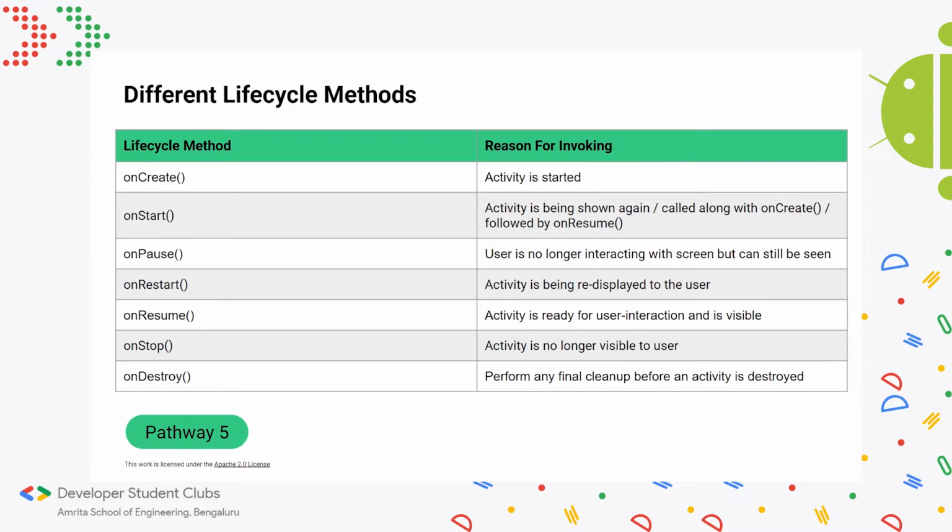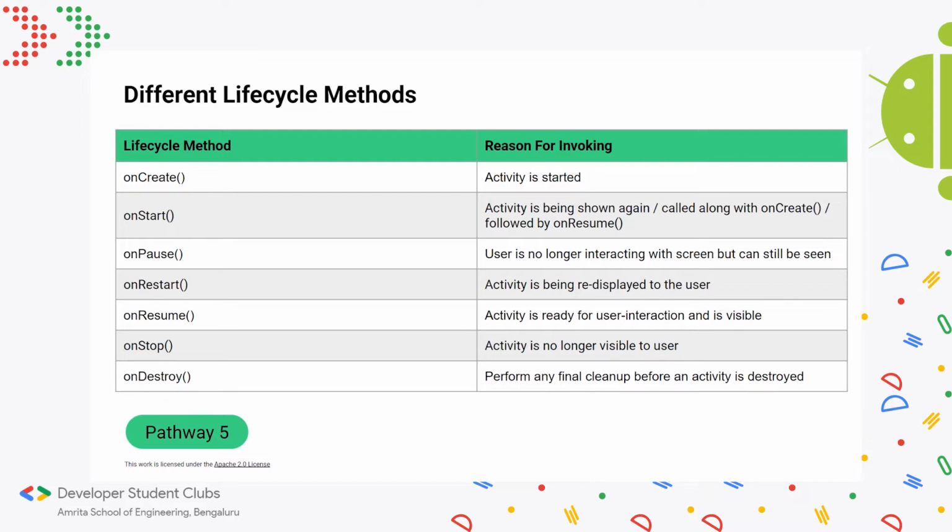So again, following the same example, on pause is called when the user is no longer interacting with the screen, but it can still be seen. So like I mentioned in the example, you can still see your chat screen, but you can't interact with it. So that chat activity will be paused.